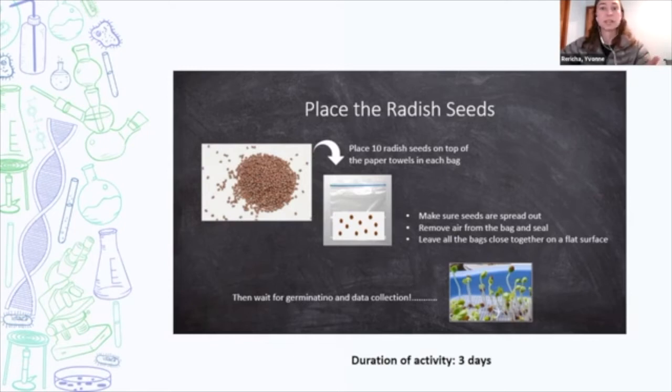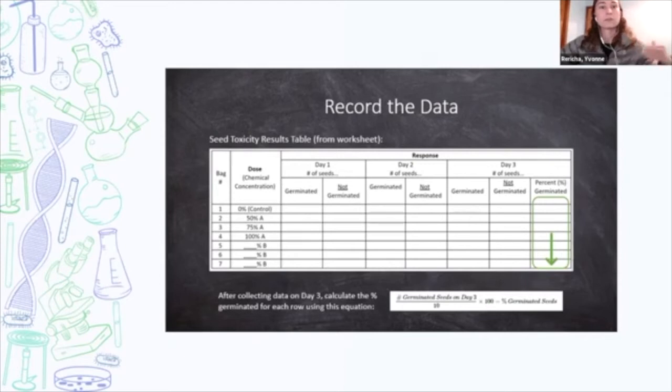And by the end of those 3 days, most, if not all, of the control seeds only treated with water should be germinated. And the other treatments will likely be a range between very few radish seeds germinating, potentially all the way to the same as controls, depending on how toxic that substance is to the radish seed. So over the course of those 3 days, students will be collecting data on day 1, day 2, and also day 3, counting how many radish seeds are germinated versus not germinated.